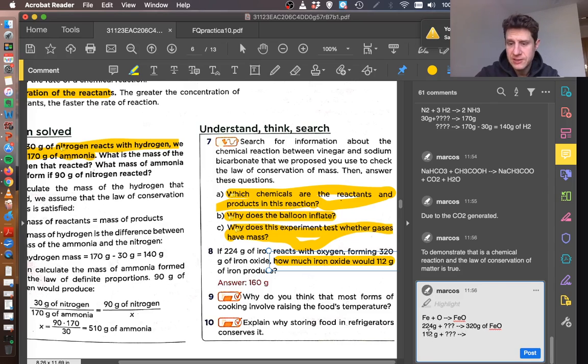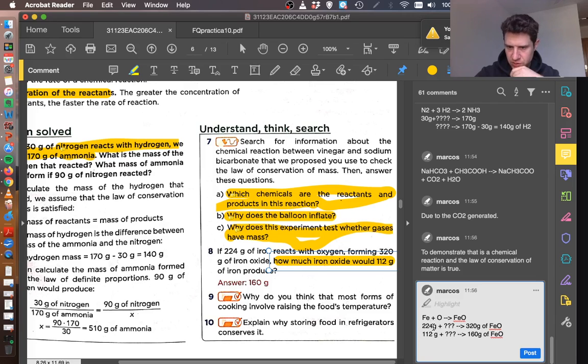If we realize it's half of it, so it will be half of 320, which is 160 grams. I just divided by 2. They're asking me, 224 grams produce 320, so I divided by 2.